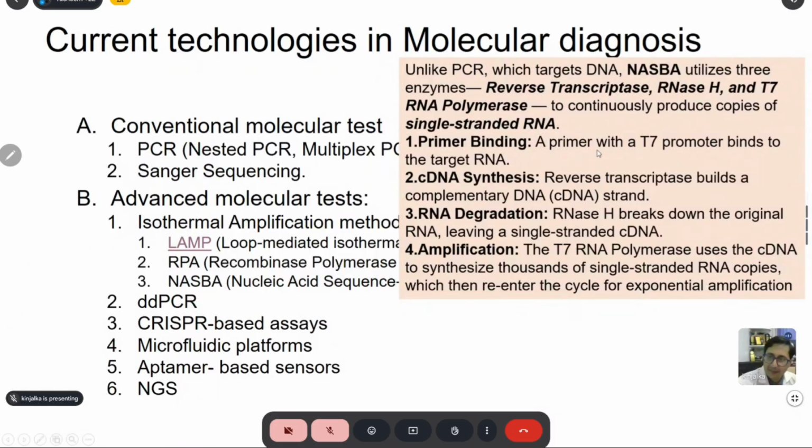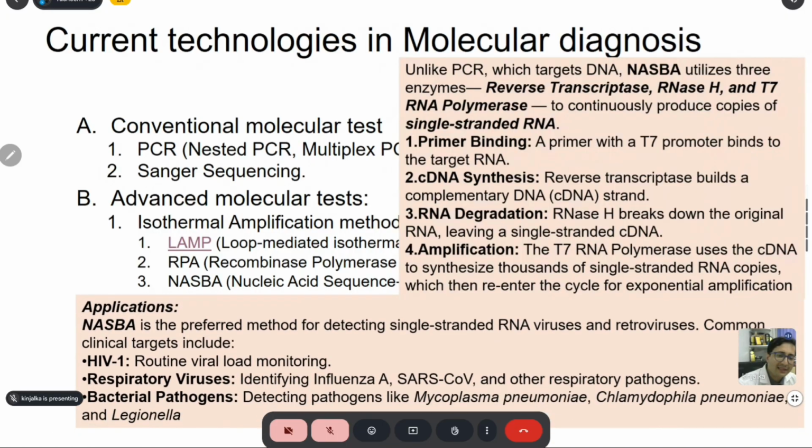The primer binding: a primer with the T7 promoter binds to the target RNA. Complementary DNA is then synthesized. RNase H breaks down the original RNA, leaving only the single-stranded complementary DNA. The T7 RNA polymerase then uses this complementary DNA to synthesize thousands of single-stranded RNA copies, which then again re-enter the cycle. Applications: preferred method for detecting single-stranded RNA viruses, retroviruses.